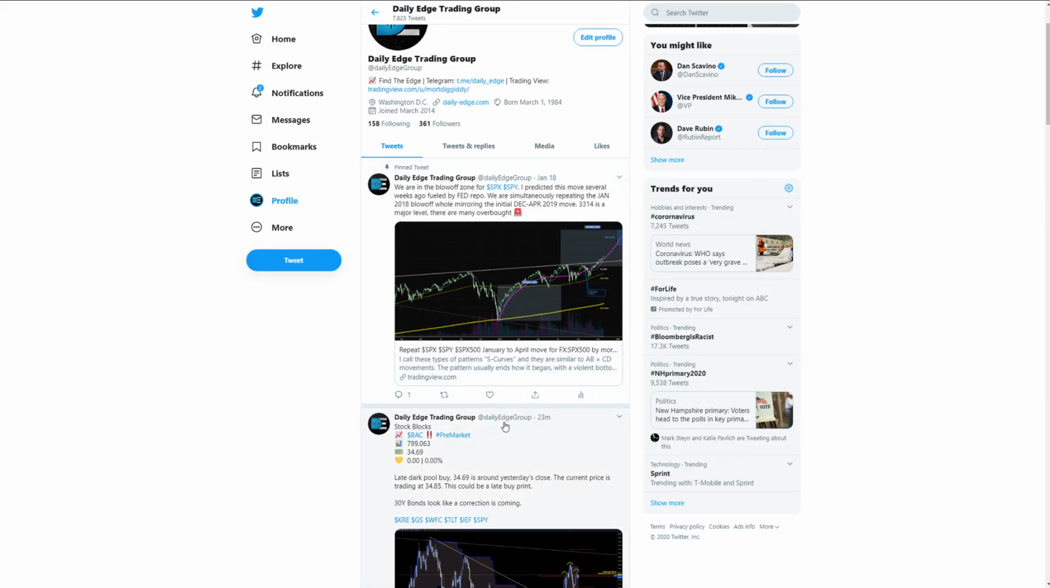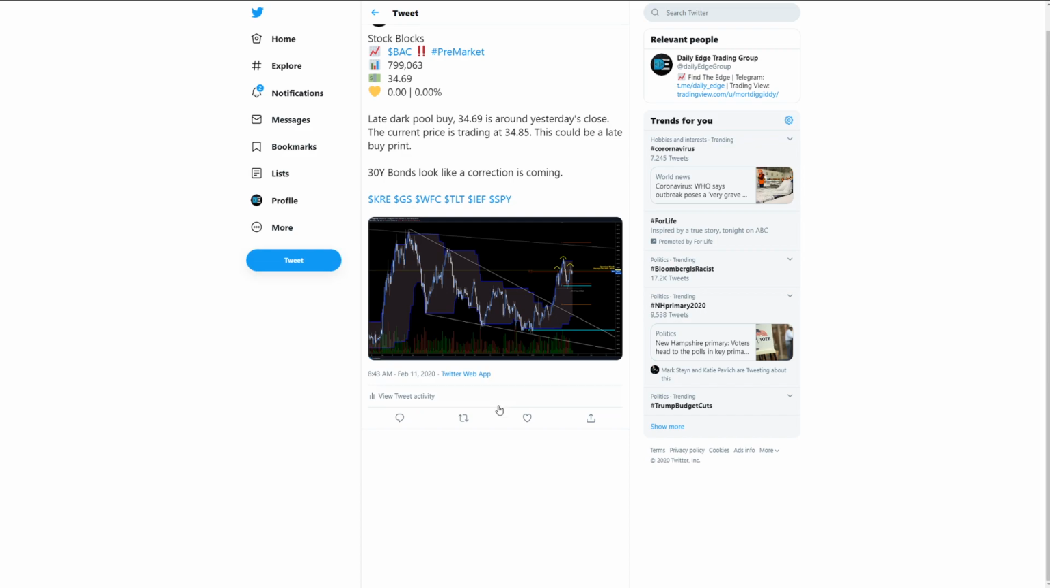One of the things that you can actually see are these pre-market blocks that I have filtered out, and Bank of America had a pre-market block that is probably a late block from yesterday's close. I think yesterday's close was 34.68 to 34.69, and the current price is almost 20 cents above that. So there could be some dark pool buying on the banks.